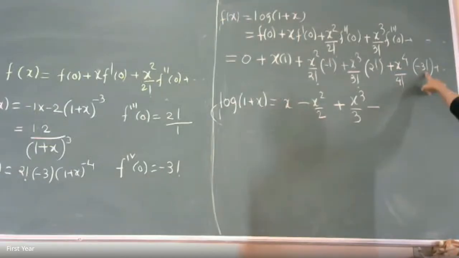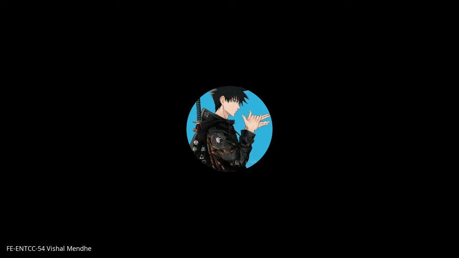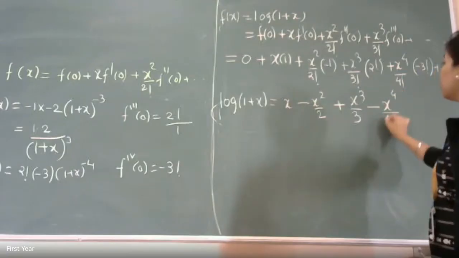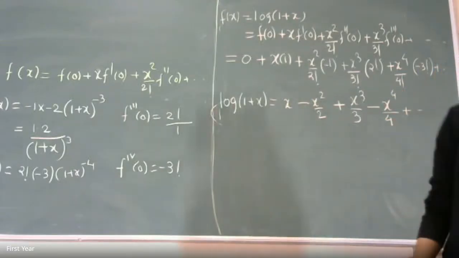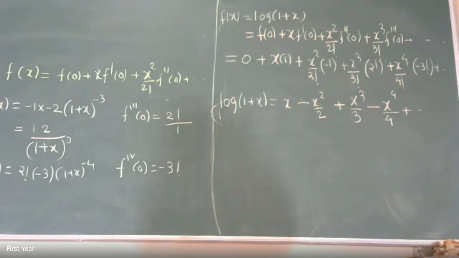Yes, ma'am. Next term will be minus x raised to 4 by 4 and so on. So alternate plus minus sign and x upon 1, x square by 2, x cube by 3, x raised to 4 by 4 and so on. That's your expansion of log of 1 plus x. All this we have derived with the help of Maclaurin's series. That's why they are important. They are used in solving so many examples.